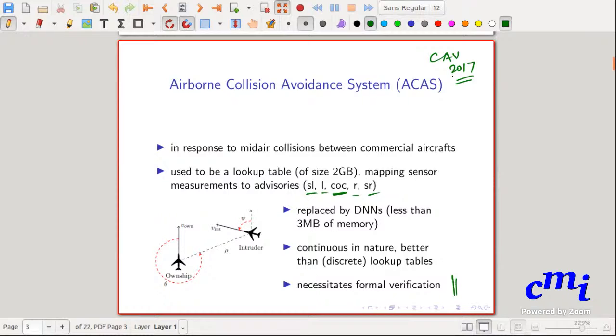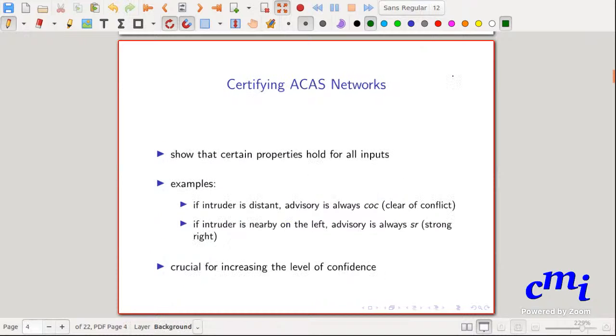No, because the whole thing is automated. How will you exclude certain results? You will need the lookup table to exclude the results. Correct, and you will need the lookup table to exclude the results. So once you have replaced it by a DNN, you will get some sensor inputs. It will certainly give an advisory for that input, and now you will not know whether it's right or wrong. So therefore, there is a need to verify them.